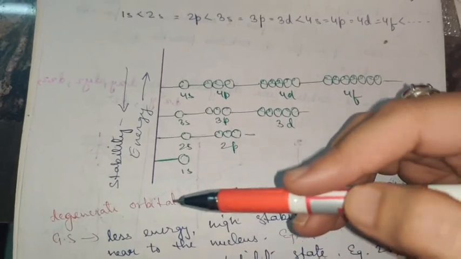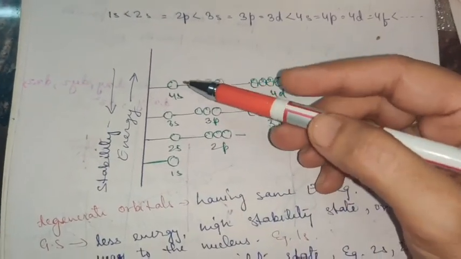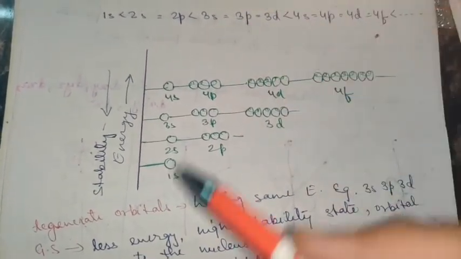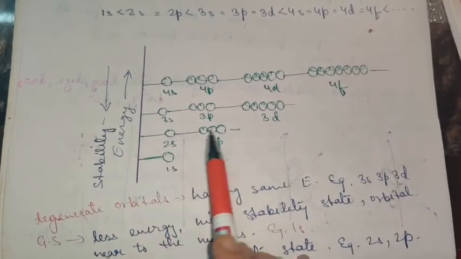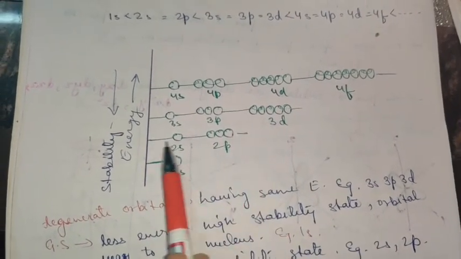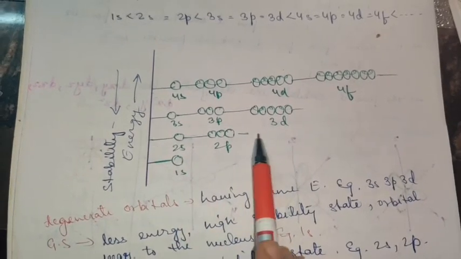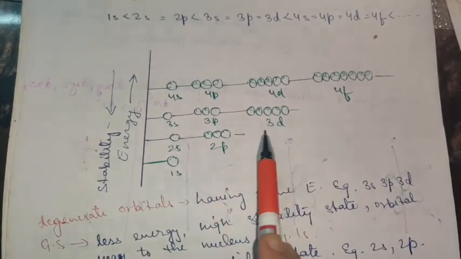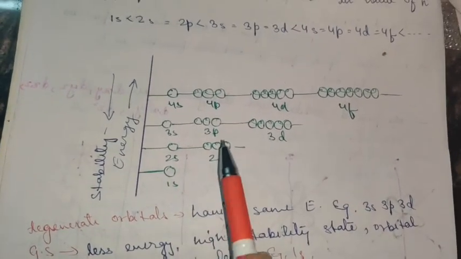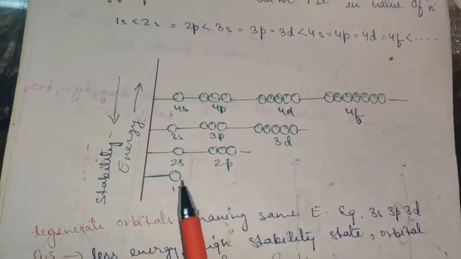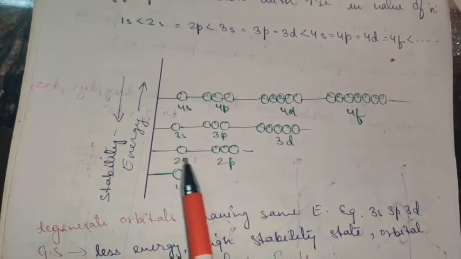But as the electron moves away from the nucleus, the energy increases and the stability goes down. And all the subshells present at the same energy state are termed as degenerate orbitals, because they have the same energy. This is known as degeneracy. This is 1s, this is 2s, 2p having the same energy, degenerate orbitals.